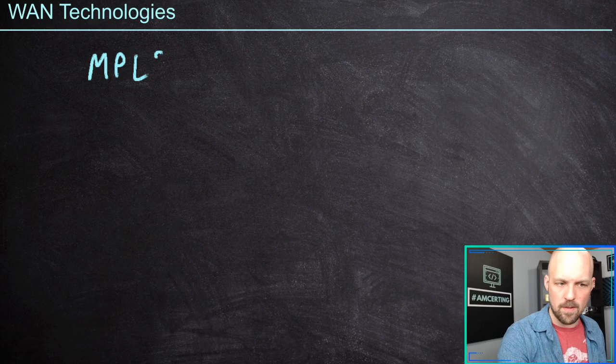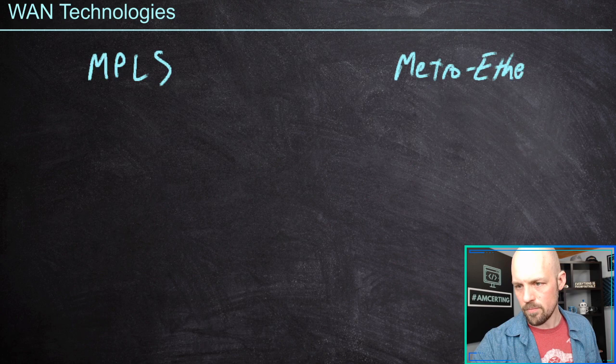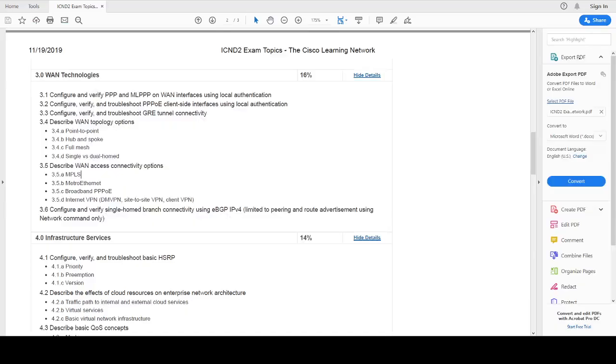So we have MPLS and we have Metro Ethernet. These are two very common WAN technologies. If we notice, I keep flipping over here, see what it says here? We have to configure and verify BGP. We have to configure and verify PPP. What do we have to do for these WAN options? We just have to describe them.